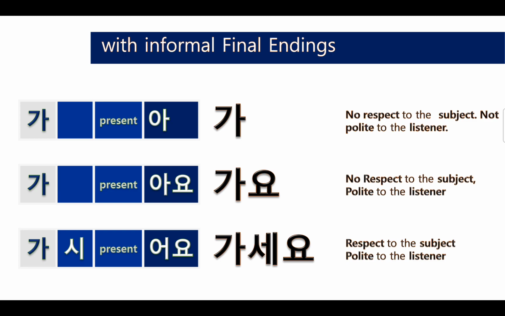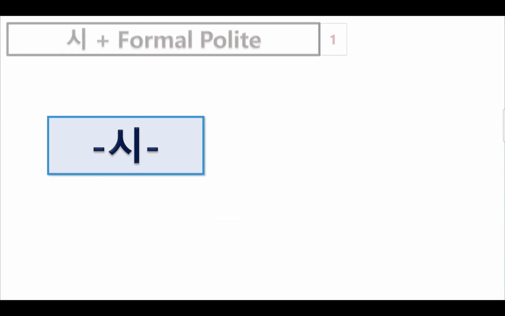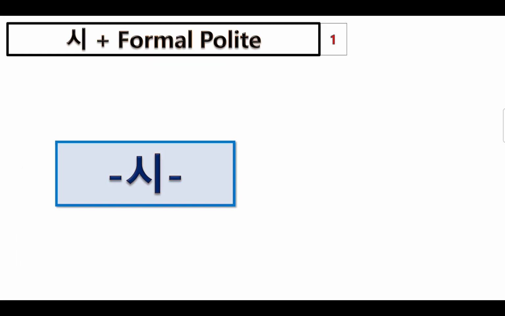가 and 가요 have no respect to the subject. And when you put yo, this is polite to the listener. Okay? So the subject and the listener are different. Okay? And she, formal, polite.